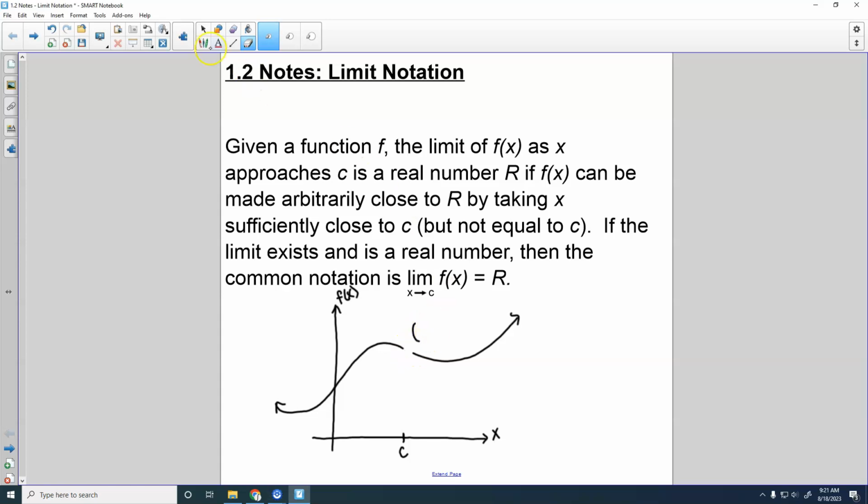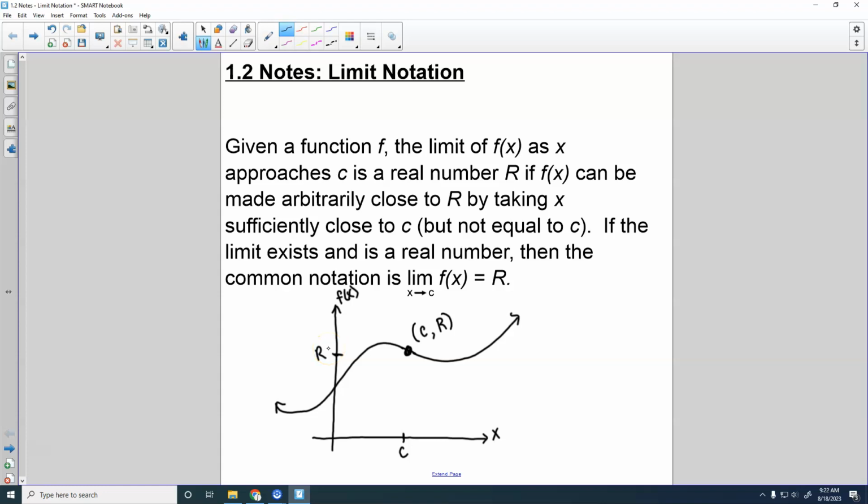Let's fix this. That should be a C. The y coordinate right here, they tell us that as x approaches C, if f of x can be made arbitrarily close to R by taking x sufficiently close to C. So as x gets closer and closer to C, my y gets closer and closer to R. So that R would be my y coordinate there.